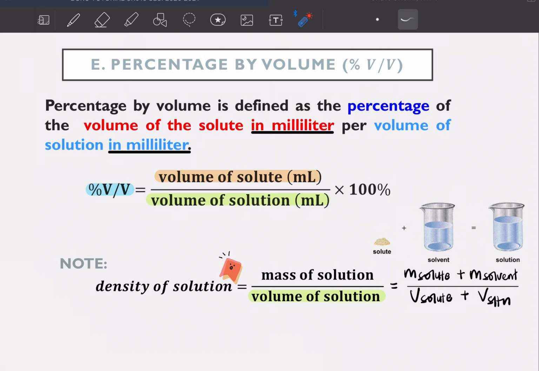Alright, so let's say they don't give this, then you have to break down this into this. Maybe in your question they give you the mass of solute and the mass of solvent. So let's say you want to find the volume of solution. Oops, I made a mistake. Can you see here, this should be solvent. Okay, that's the correct one. So it means you expand it so that you can find whatever you are trying to find. Okay, this is a tip.